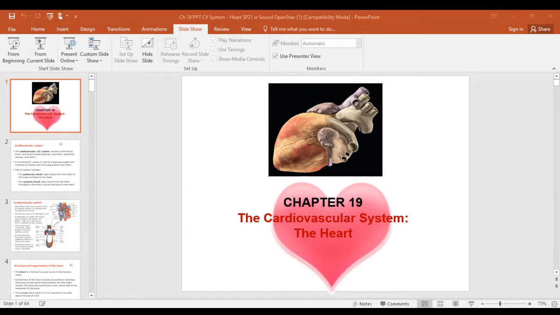At a heart rate of 75 per minute, that's 0.8 of a second per heartbeat. So if you divide 60 seconds by 75 heartbeats per minute, then you get 0.8 seconds per heartbeat.